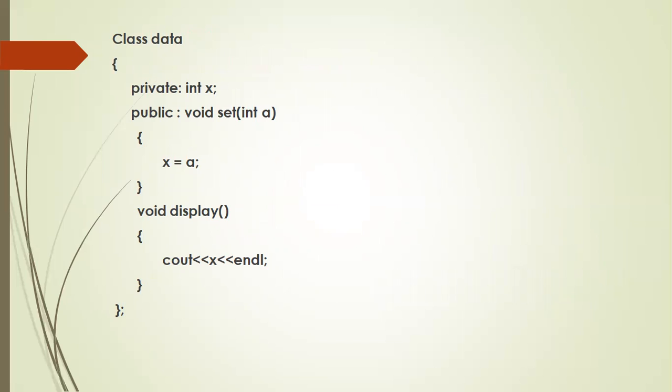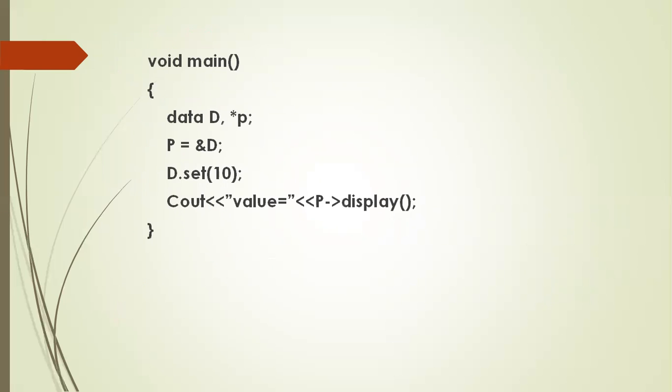Instead of a read function, I'm using a set function. If you use a read function, then we have to use the statement cin x. Instead of that, you pass some parameter. Whatever parameter you're passing, let it be assigned to the member data x. So how many private data does this class have? Only one private data called x. How many member functions? Set and display. The set function belongs to the category of function with argument without return value. The display function is without argument without return value. Next, void main, data. The object name is d, comma, the pointer name is star p.